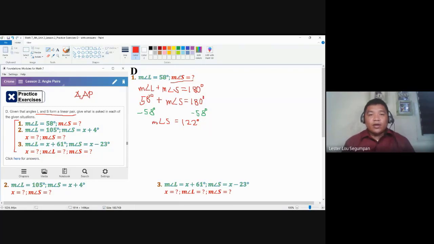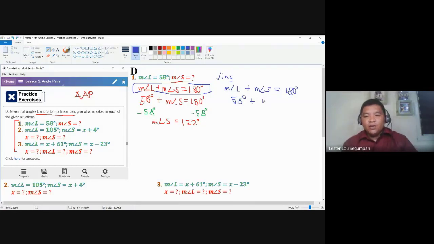To show that this is really correct, we can use our checking. Our checking should use this formula, and we need to substitute the values and should retain the equation. The measurement of angle L plus the measurement of angle S must be equal to 180 degrees. Angle L is 58 degrees plus angle S, which is 122 degrees, must be equal to 180 degrees, still with a question mark because we are just checking. Summing them up, 58 degrees plus 122 degrees is equal to 180 degrees. The other side will also be 180 degrees. They are now balanced. That would mean the measurement of angle S is 122 degrees, the correct answer for number one.